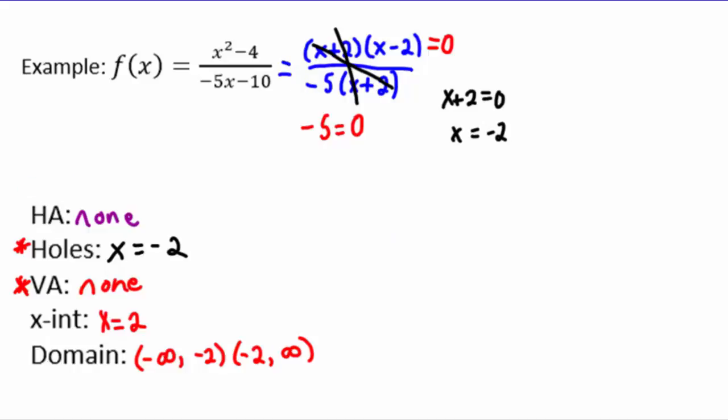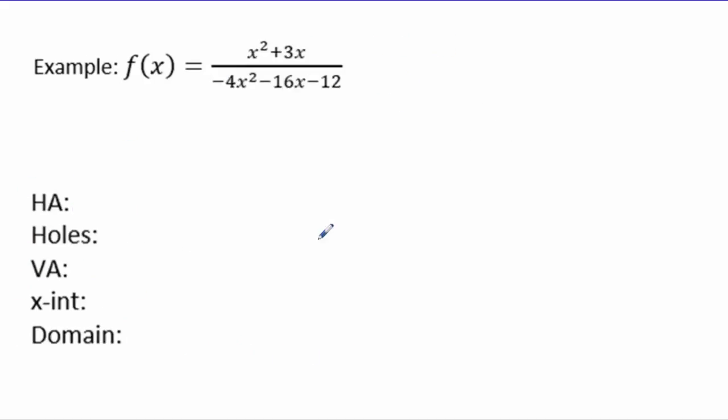So one more. We need the horizontal asymptote. There's an x squared on top and an x squared on bottom. Since those are the same, we take the numbers from in front of our x squareds. Since there's not a number in front of the x squared on top, that's a 1. The number on bottom is a negative 4. If I put those together as a fraction, top over bottom, negative 1/4 is our horizontal asymptote.